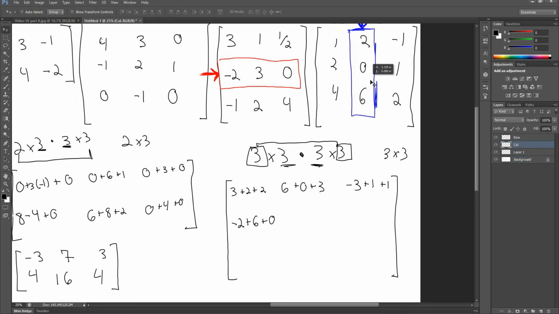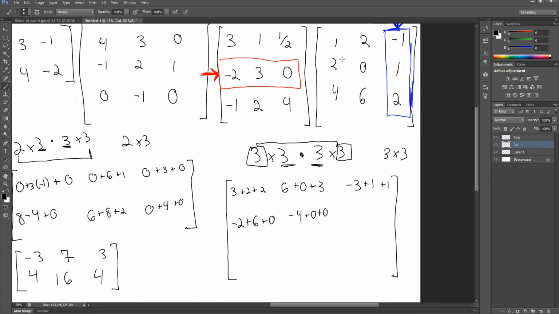We switch to column 2. We will get negative 2 times 2 is negative 4. 3 times 0 is 0. 0 times 6 is 0. And then we switch to column 3. We'll have negative 2 times negative 1 is a positive 2. 3 times 1 is a positive 3. 0 times 2 is 0.